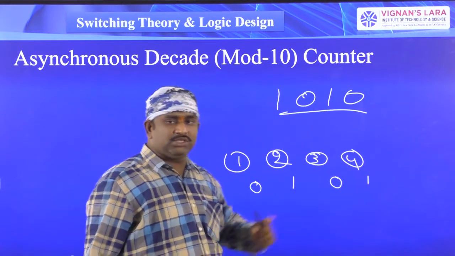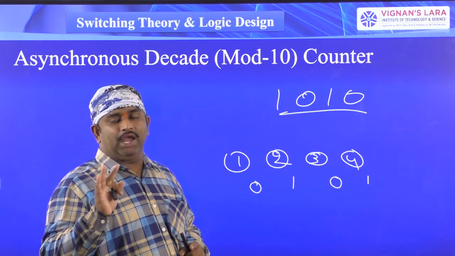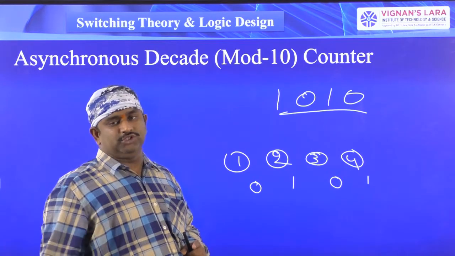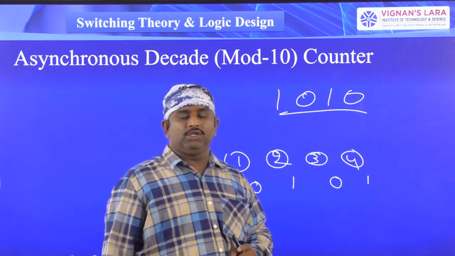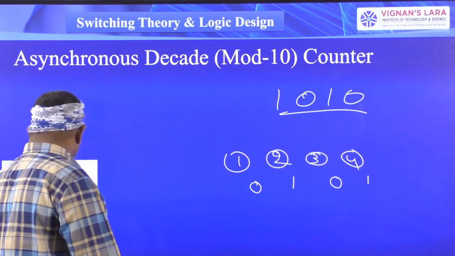Whenever these values are reached, then we have to stop the count and we have to start the values of zeros. This is the work we have to perform here.